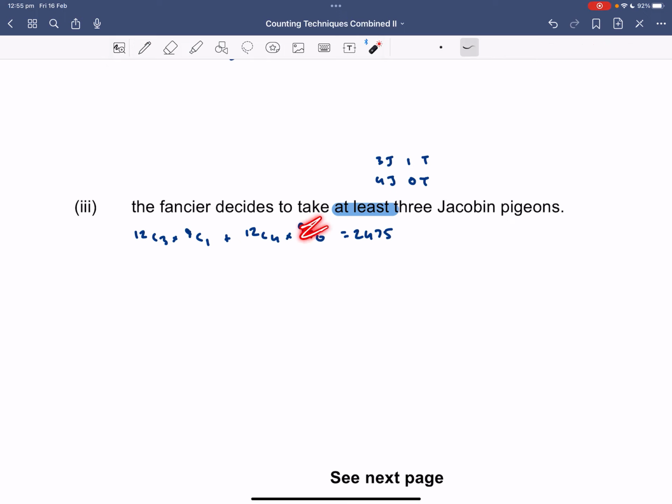You did not have to write 9 choose 0 because anything choose 0 is 1. But I just like to for completeness' sake. That way I know that over here the bottom adds up to 4. Over here the bottom adds up to 4. Here it adds up to 21. Here it adds up to 21. It's just my way of making sure that I've done it nicely and neatly.